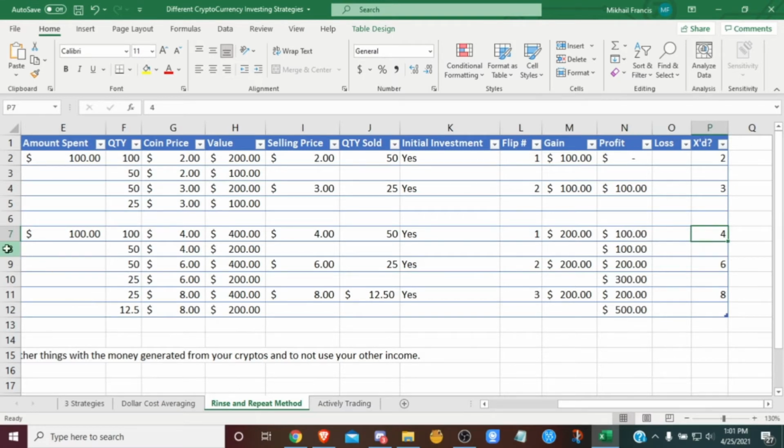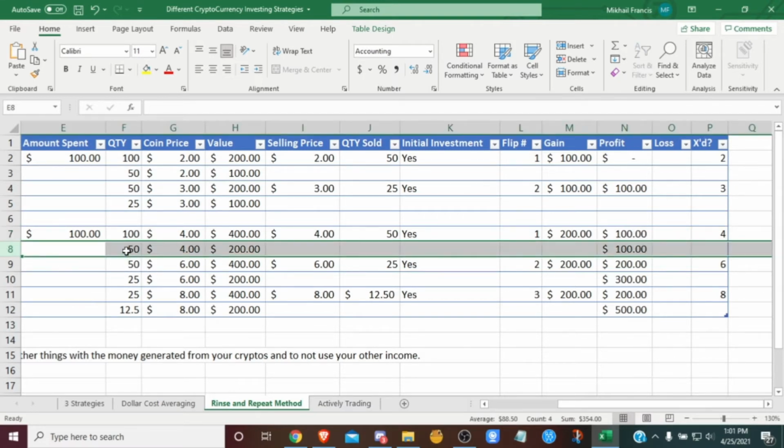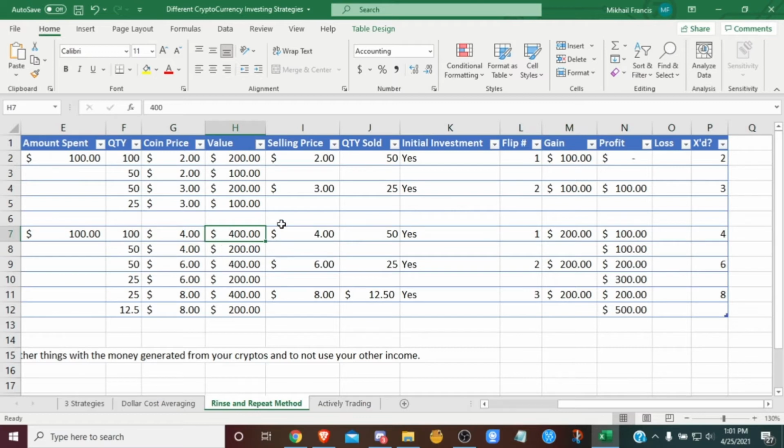Now take a look at line 8. Now you're sitting at a quantity of 50, with the coin price still at $4. Your value will be $200 remaining in that coin, because when it went up to $400, you sold half the amount that you had. So you got back $200, and you're remaining with a quantity of 50 in that example coin. From that one transaction, you gained $200 and profited $100.